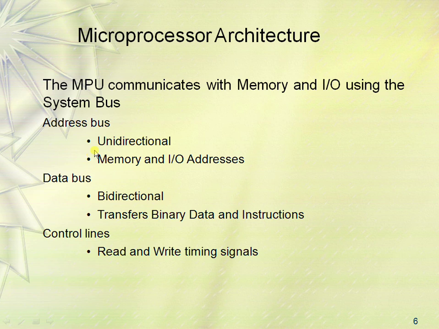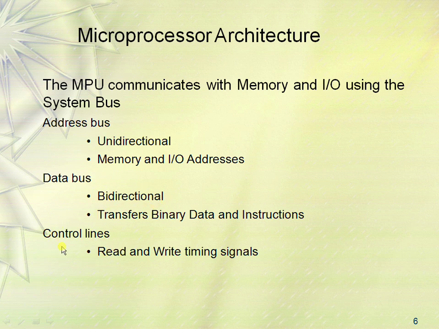Now here the address bus is unidirectional, which means the data can flow only one way, that is from the processor to the peripherals or the processor to the external world. This address bus is used by the processor for selecting a particular peripheral or a particular memory location inside the peripheral. Coming to the data bus, this is bidirectional. Why? Because it carries information to and from the processor. That is why it is a bidirectional data bus.